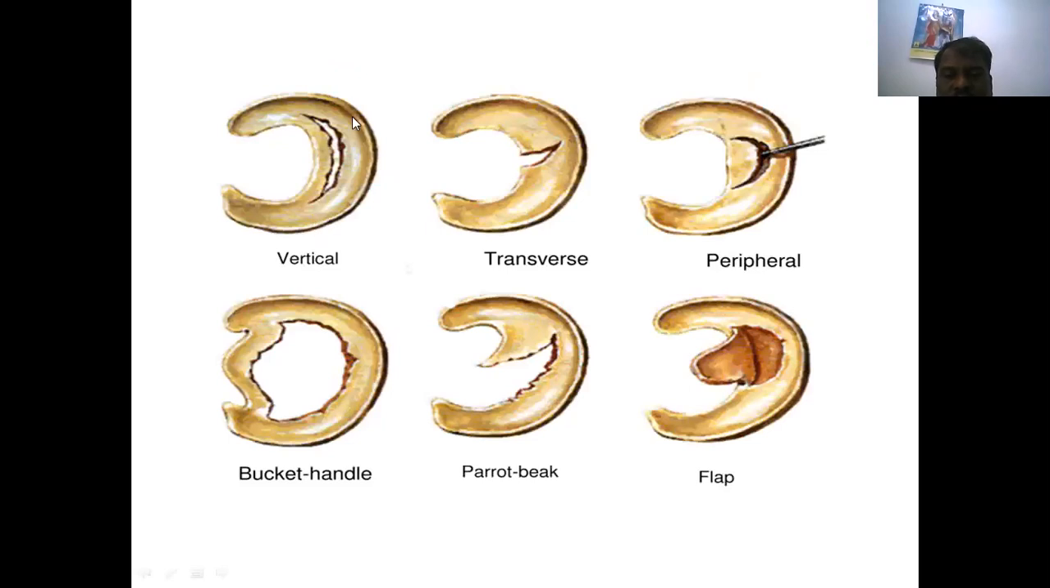This is a vertical tear of the menisci. This is a transverse tear of the menisci. Peripheral tear of the menisci. This is a bucket handle tear, mainly in football players. Parrot beak type tear. This is a flap-like tear in the medial meniscus. Also, we identify various different types of tears in the menisci.